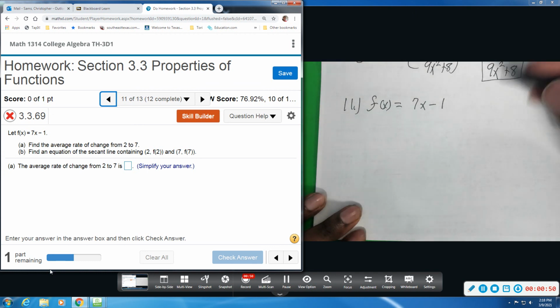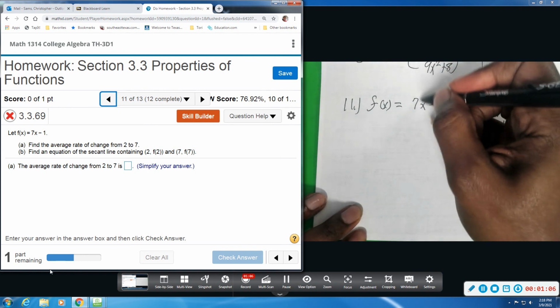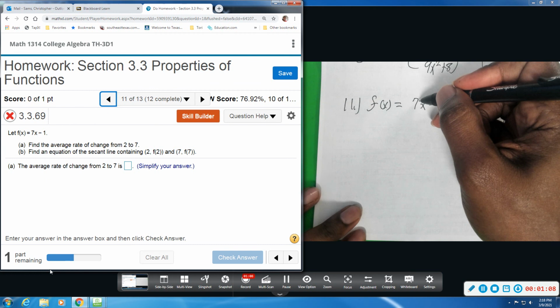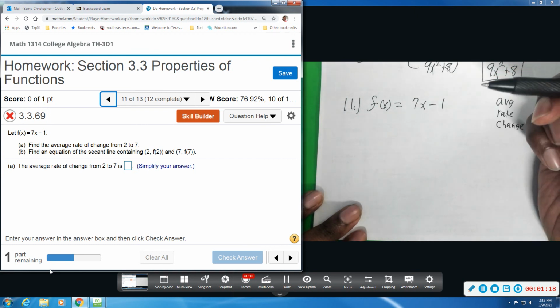Average rate of change is just the slope. That's another name for slope. So in this equation, we can see the slope is 7. If we had a different function like a quadratic, we'd have to actually apply these properties, but I want to show you how you would work it out and see that you still get 7.